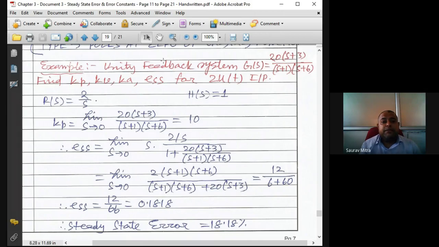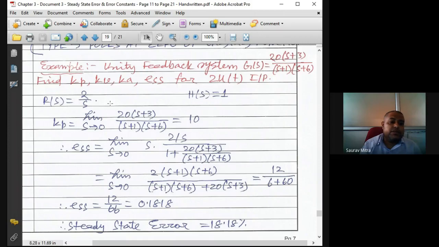It is given unity feedback, meaning HS equal to 1. So hence Kp is equal to limit S tends to 0 of GSHS. GSHS is nothing but GS, 20 into S plus 3 divided by S plus 1 into S plus 6. Again the same thing, we find that this is a type 0 system. For a type 0 system you will find Kp is finite. So substitute S tends to 0 in 20 into S plus 3 divided by S plus 1 into S plus 6.